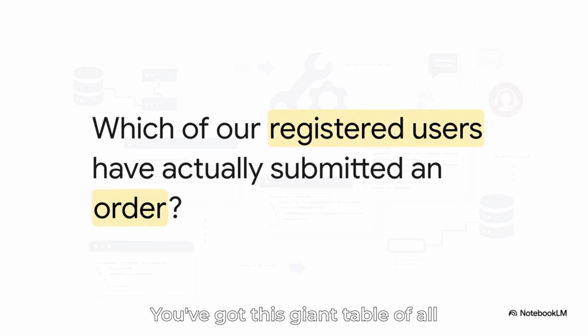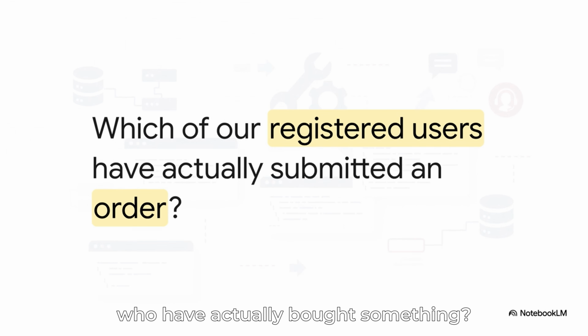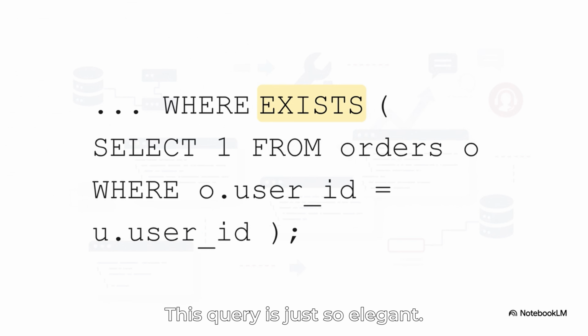This is a classic business question, right? You've got this giant table of all your registered users and another giant table of all the orders. How do you find the list of users who have actually bought something? This query is just so elegant.